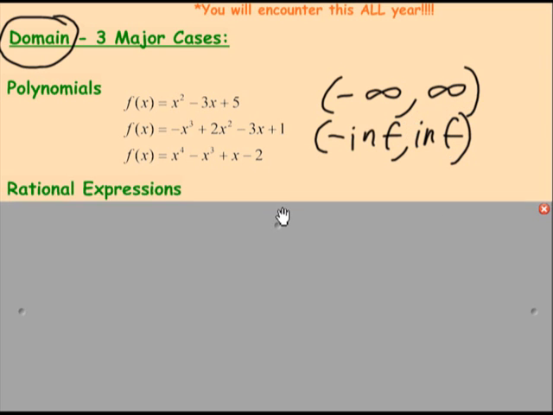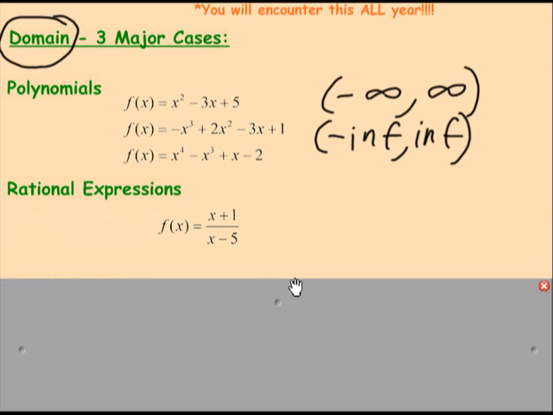Okay, the next type of situation is with, as we were just talking about, rational expressions. Here we have some x values that we have to worry about for the domain. In terms of fractions, when do we have problems with fractions? Well, you're not allowed to divide by 0. You cannot have 0 in the denominator of a fraction. So this denominator is what we're worried about. So any x value that makes that denominator 0 is a problem.